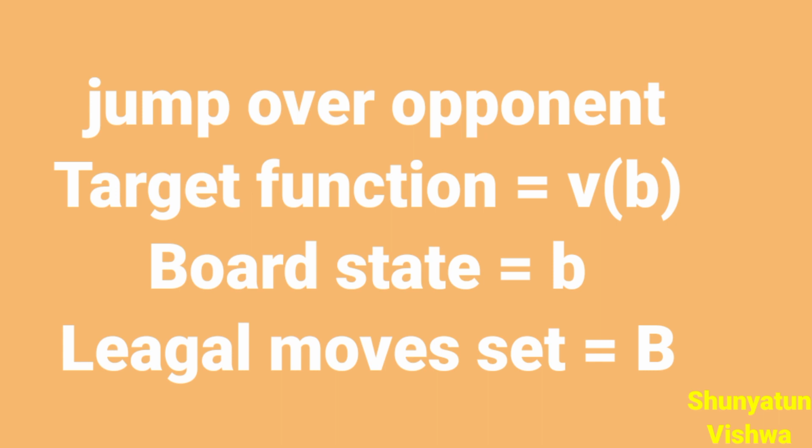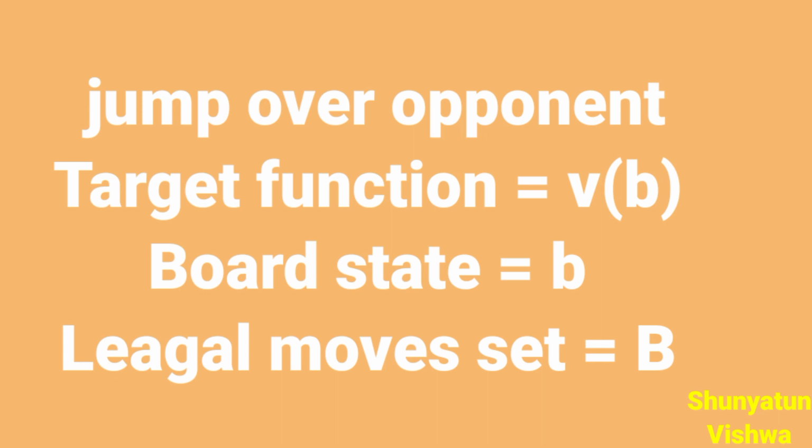So target function means V of b, and the board state is b. Whether the board is in the final state, the initial state, or an intermediate state, that state will be b, and the set of legal moves will be represented by capital B. Okay, so why V of b and capital B, I'll tell you now.